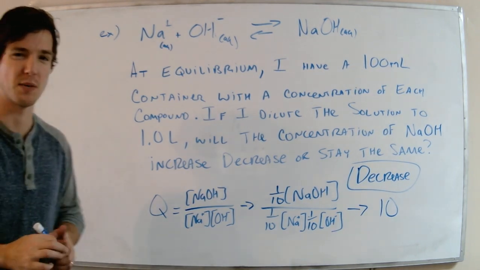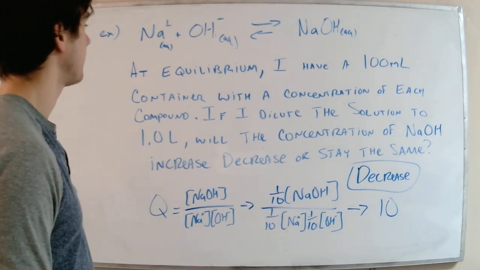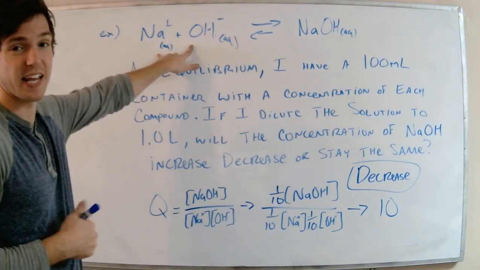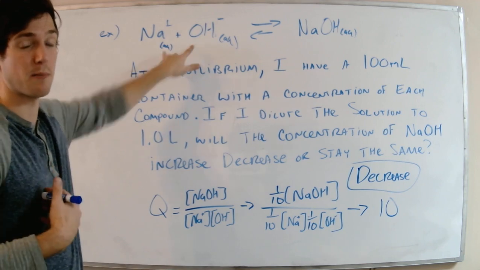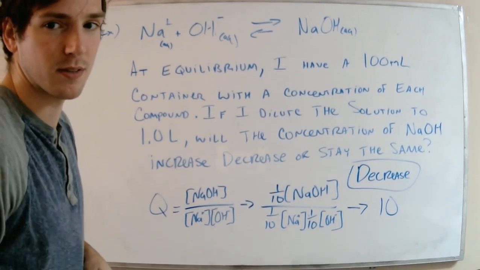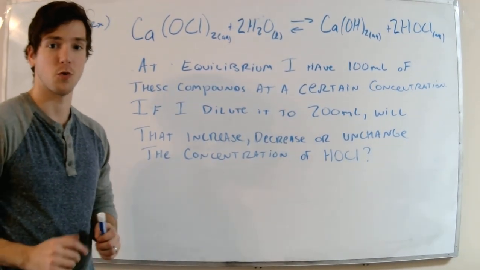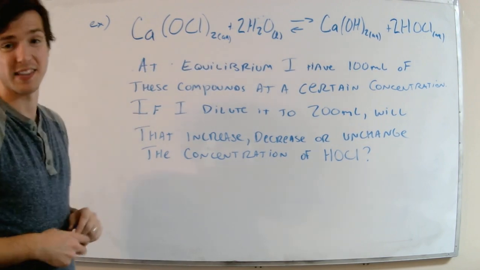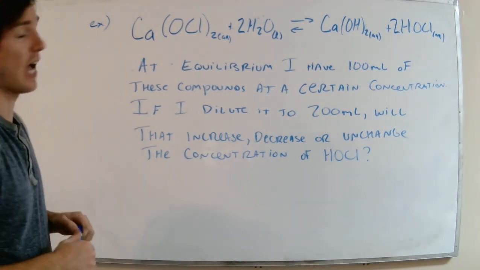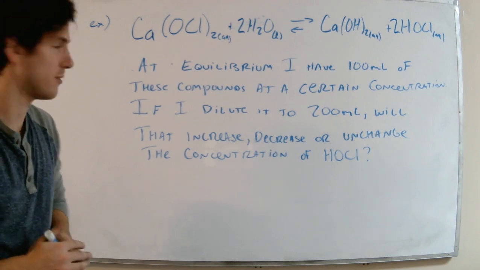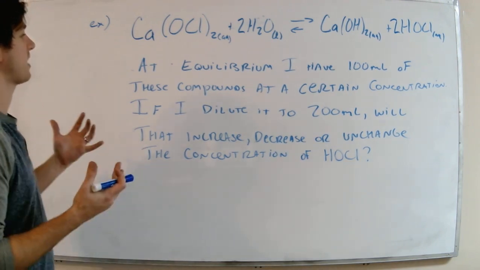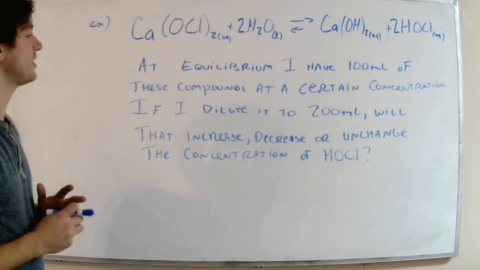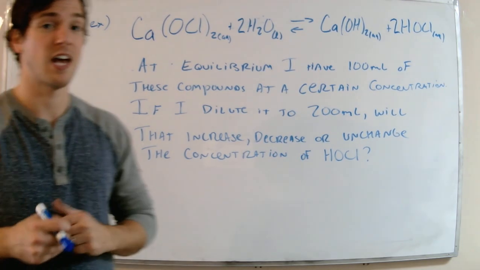Right? Let's do another example like this to make sure that we have this down. So yes, the addition of water did create an increase in Na plus and OH minus. But let's do an example where that might not be the case. So last example, I got calcium hypochlorite, I got water, and they make calcium hydroxide and hypochlorous acid. So at equilibrium, I have 100 milliliters of these compounds at a certain concentration. If I dilute it to 200 milliliters, will that increase, decrease, or unchange the concentration of HOCl?